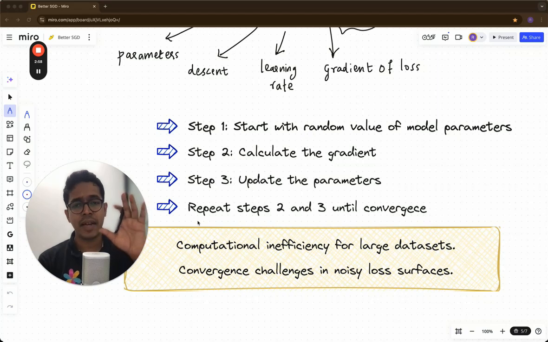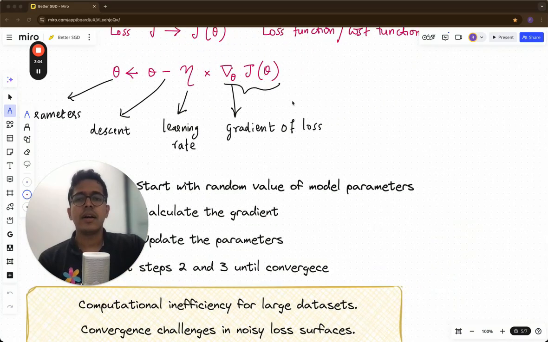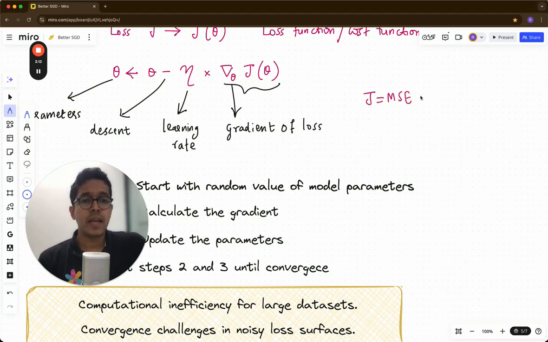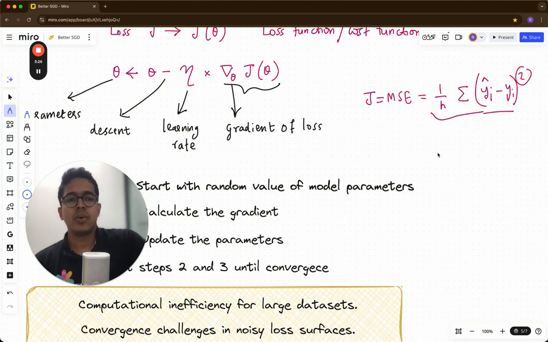So this is the vanilla gradient descent, or batch gradient descent. The reason it's called batch gradient descent is because here J is equal to the mean squared error in the context of linear regression. So this will be 1 by n times the sum of (y_i predicted minus y actual) the whole square. So this is the mean squared error, and we are taking the mean. Here we are taking the mean using every single data point. So i can run from 1 to n, where n can be 1 million, 100, or 100 million, whatever is the number of data points.